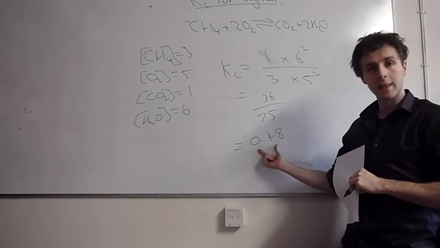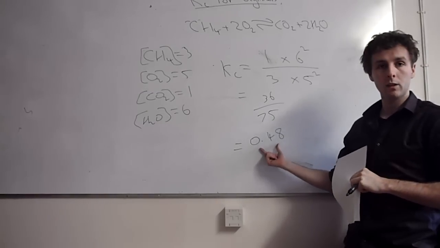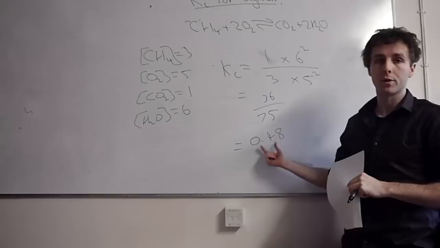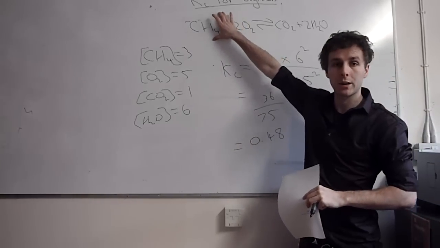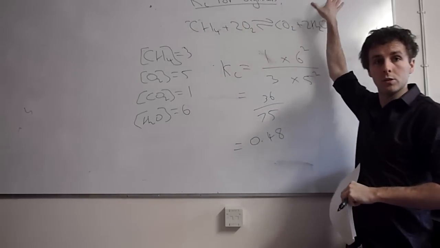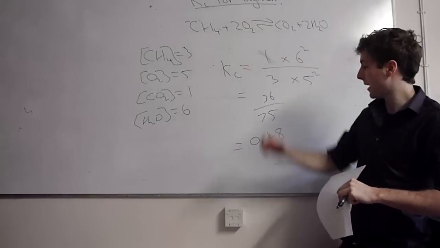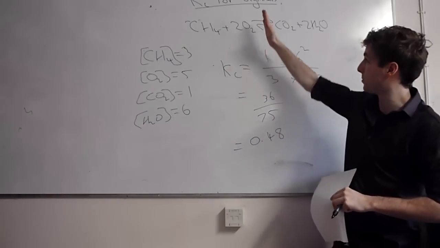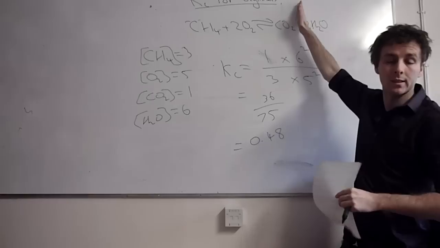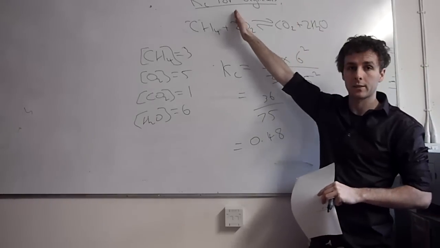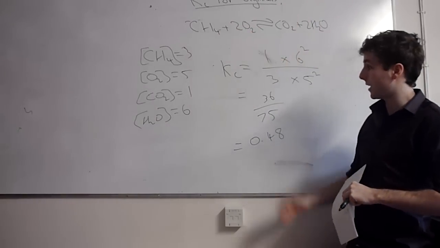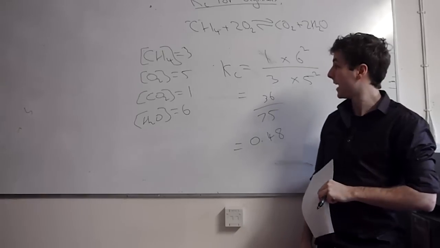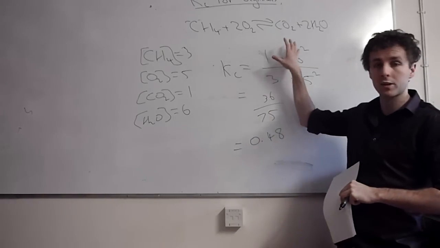That's significantly less than 1, so what that tells you is at equilibrium you have a higher concentration of reactants than you do products. Okay? And if we were to increase this, what it would mean is you have more products in terms of concentration than you do reactants. So that's how we'd pop in our concentrations into the Kc expression.